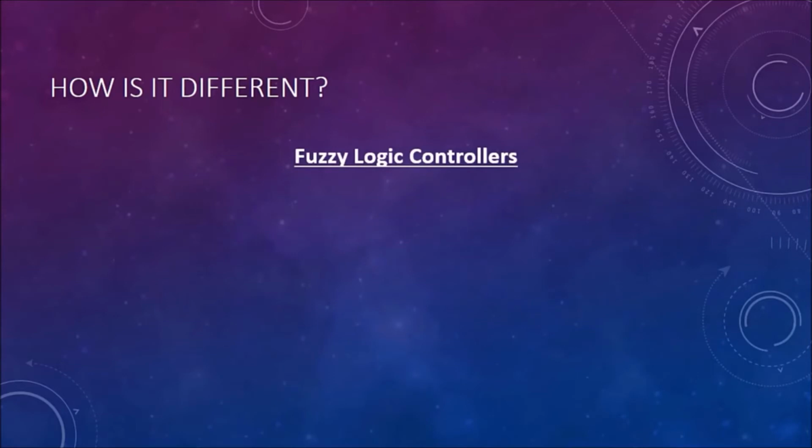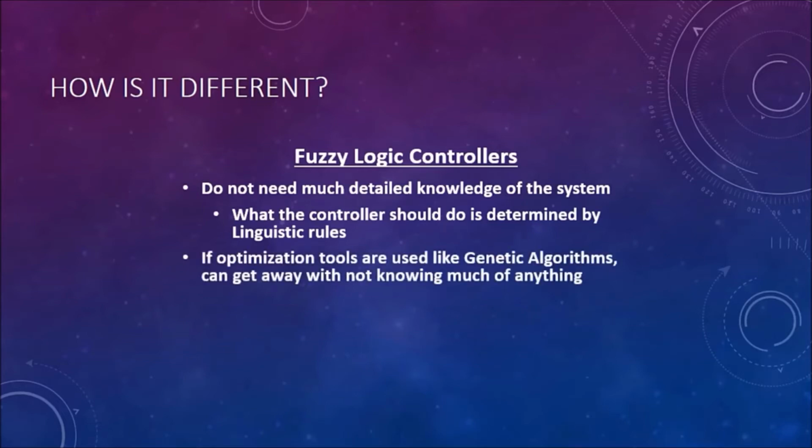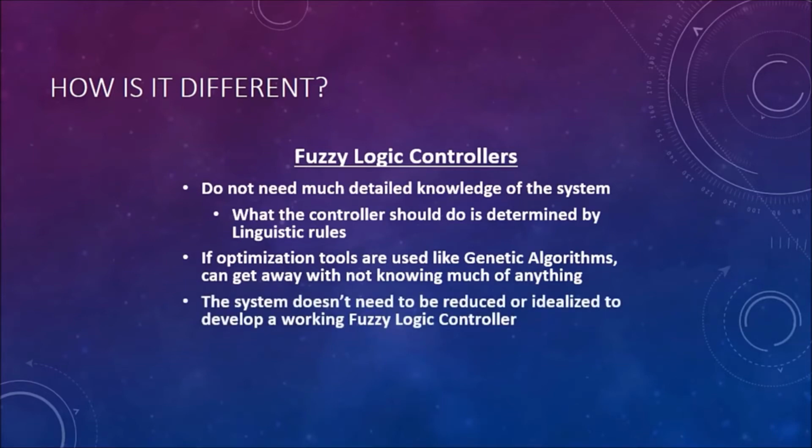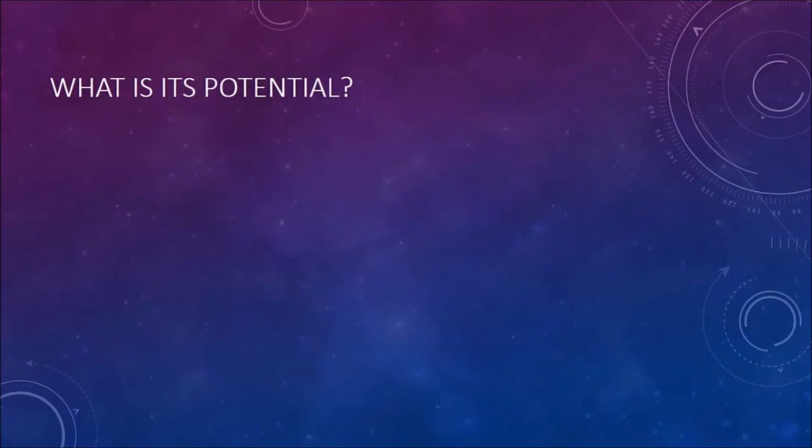With fuzzy logic controllers, on the other hand, you don't need much detailed knowledge of the system. What the controller should do is determined by linguistic rules, and this is very easy to do for humans that know what the controller should do in certain situations. And if optimization tools like genetic algorithms are used, you can get away with not knowing much of anything about the system. The system also doesn't need to be reduced or idealized to develop a working fuzzy logic controller. And the conditions when fuzzy logic controllers will work are more robust because they can account for more variability in the inputs.